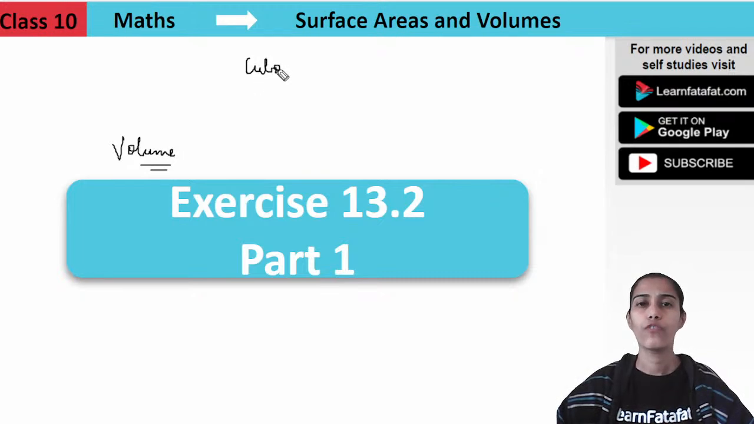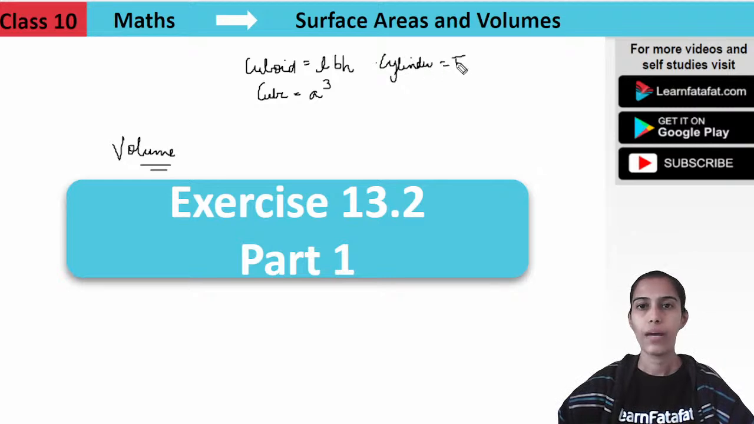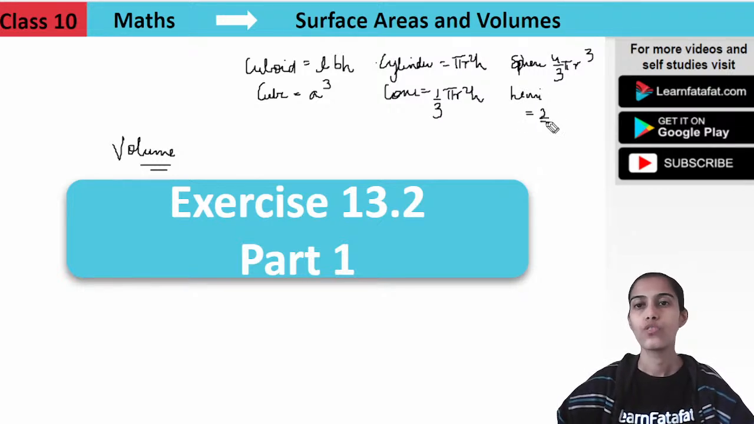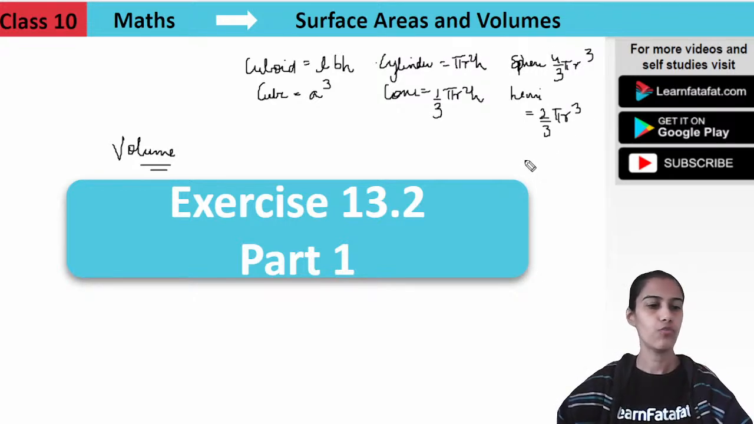So volume of a cuboid L into B into H. Volume of a cube is a cube if a is the side of the cube. Volume of a cylinder is pi r square h. Volume of a cone is 1 by 3 pi r square h. Volume of a sphere is 4 by 3 pi r cube. And अगर वो hemisphere है तो obviously the volume will be half of that of the sphere. So this is 2 by 3 pi r cube. So once you know the formulas for volumes, तो इसके बाद हम ये numericals कर लेते हैं start.